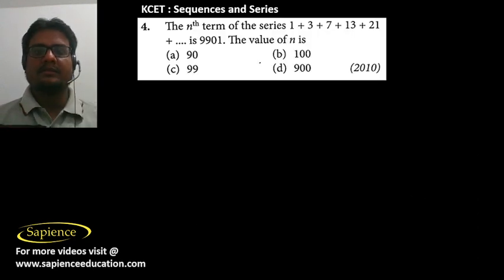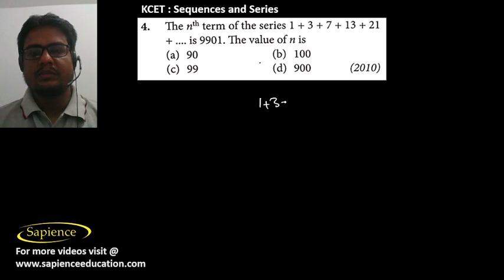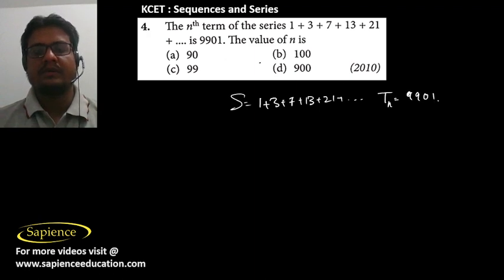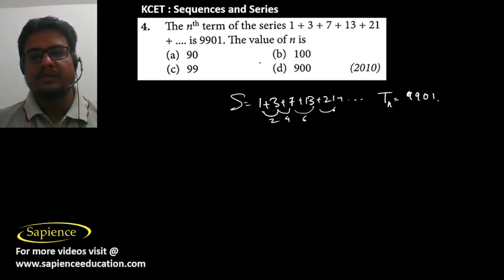The nth term of the series we have to find. So this is 1 plus 3 plus 7 plus 13 plus 21 plus, so this is the series. So here the nth term, that is Tn, is given as 9901, then we have to find the value of n. So now here the differences are in AP, that is 2, this is 4, this difference is 6, this difference is 8. So as we can see, the differences are in AP.